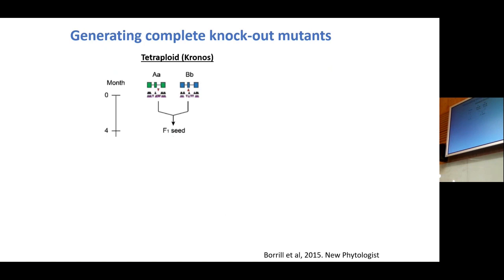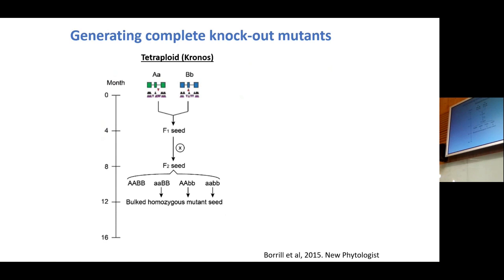If it's a tetraploid Kronos line, then we have a mutation in our A copy of the gene and the B copy of the gene. We then need to cross them together to create a double mutant, because it's quite likely that those genes have overlapping or the same function, and therefore we need to knock out both of them in order to see the phenotype. We cross together our A and B mutants. This creates an F1 seed that will carry both mutations as heterozygous. We then self that and get the whole range of possible genotypes, from wild types to single mutants to double mutants, and also a bunch of heterozygous lines, which are here.